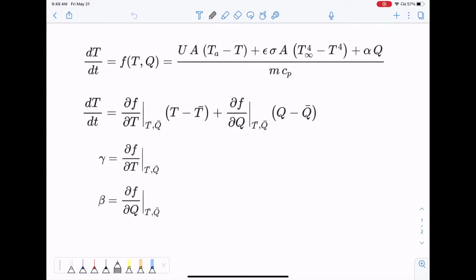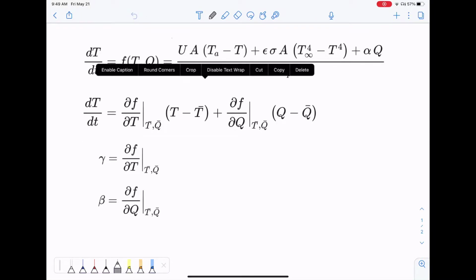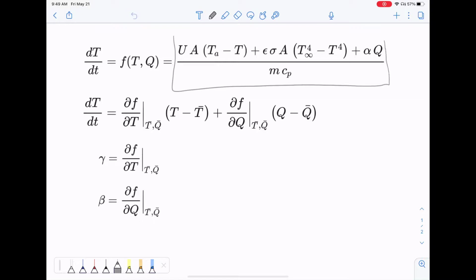We're going to discuss linearization of our temperature control lab, and we're going to use this lumped parameter model we have right here in order to do so. This lumped parameter model includes both convection, radiation, and the heat generated. Here we have a linearized model, and we'll be looking specifically at the beta and the gamma parameters in order to determine what those are.